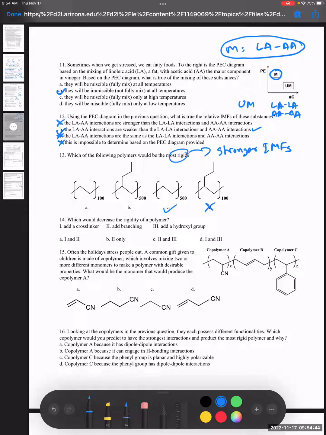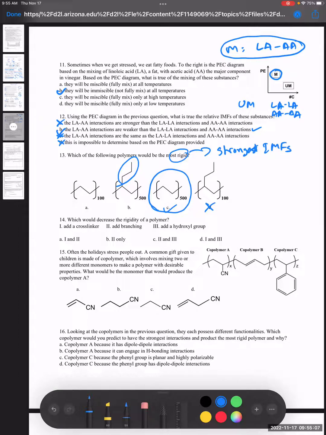And option B, even though it has 500 residues, this branching is going to act as barriers for the molecules to come closer to each other, reducing the surface area of contact. Therefore, the intermolecular forces are weakened. Okay, therefore the correct answer is option C, for the most rigid, strongest intermolecular forces.